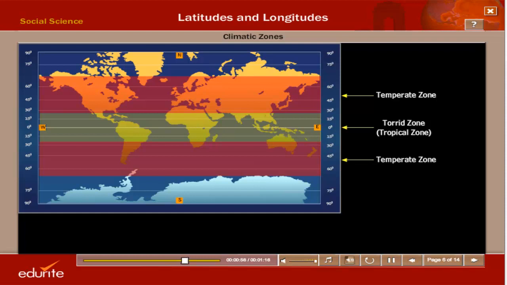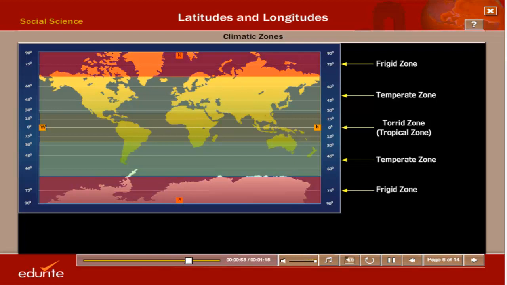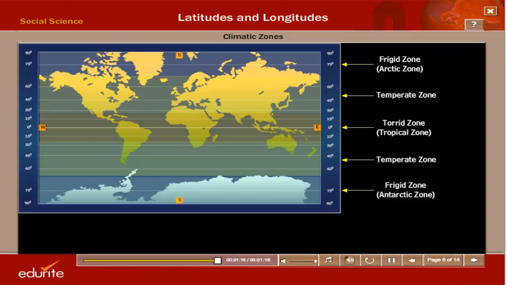The frigid zone lies around the North Pole within the Arctic Circle and around the South Pole within the Antarctic Circle. It is also known as the Arctic Zone in the Northern Hemisphere and the Antarctic Zone in the Southern Hemisphere. This is a very cold zone.